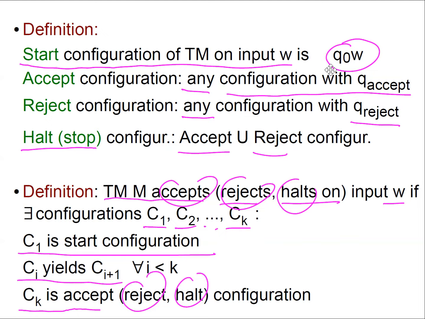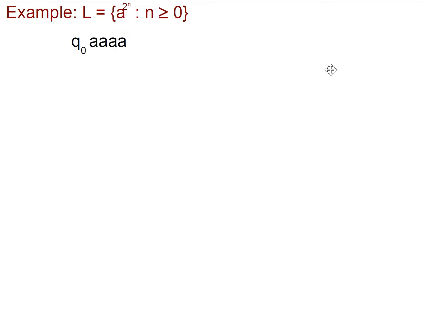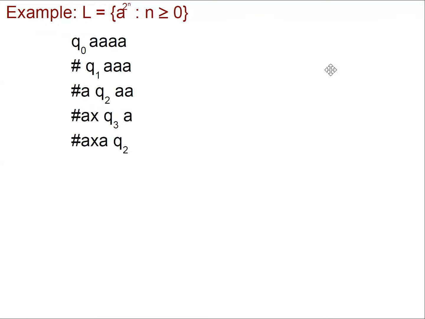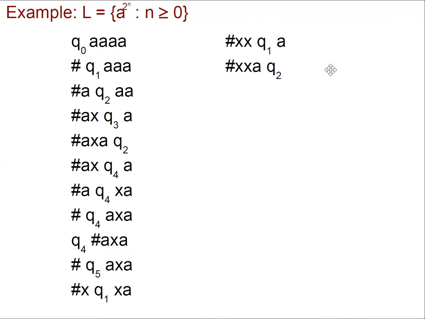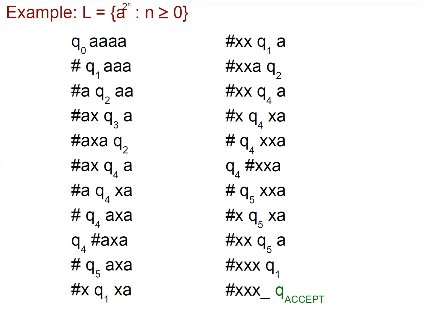Here is an example for the machine from before, for the language of strings over A whose length is a power of 2. Here is a string in the language, AAAA. We start with the start configuration, which has state Q0 and the head on the first symbol of the input. And then what do we do? We write a pound and we move the head to the right. Okay, and we go through configurations like this. We come back. Continue. In the end, we enter state Q accept. Computation is over, the machine has accepted.